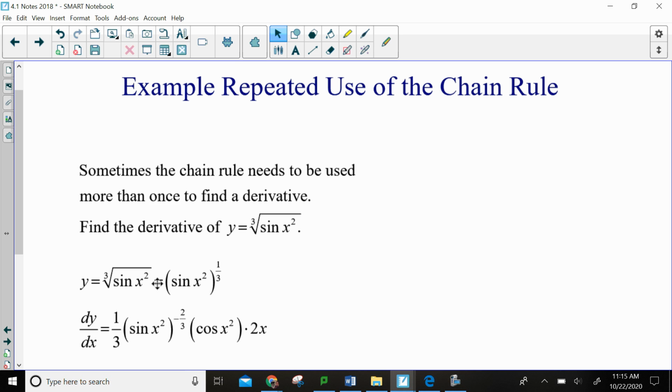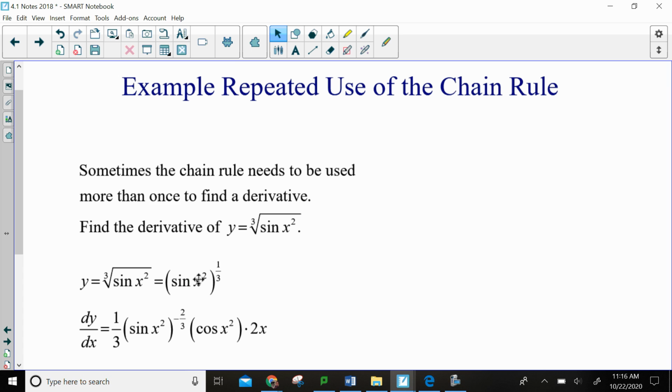As we think about it, you want to do the derivative of the outside, which is a power rule. So here was the power. Bring the exponent to the front, and subtract 1 from our exponent. The inside remains the same. Then we need to multiply by the derivative of the inside. The derivative of the inside does a chain rule as well. So we do the derivative.